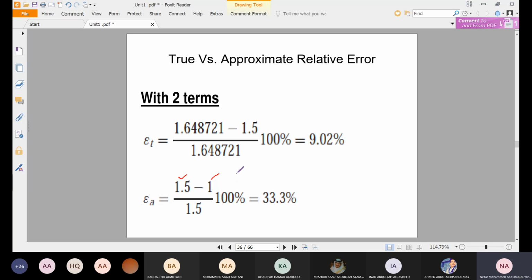Also here, if I want to compute the percentage true error for the second term, for two terms, not for a single term, this is the true value minus the approximation, over the true, multiplied by 100. So this will equal 9%.